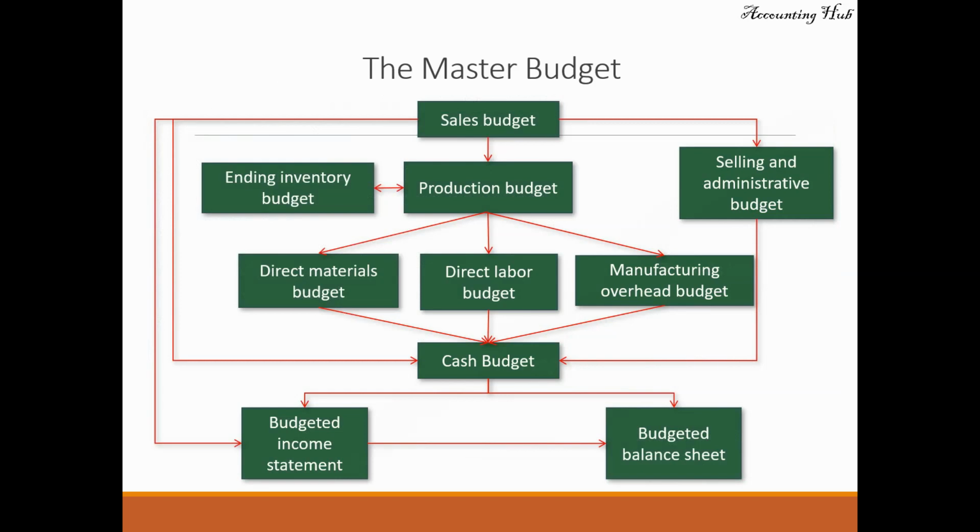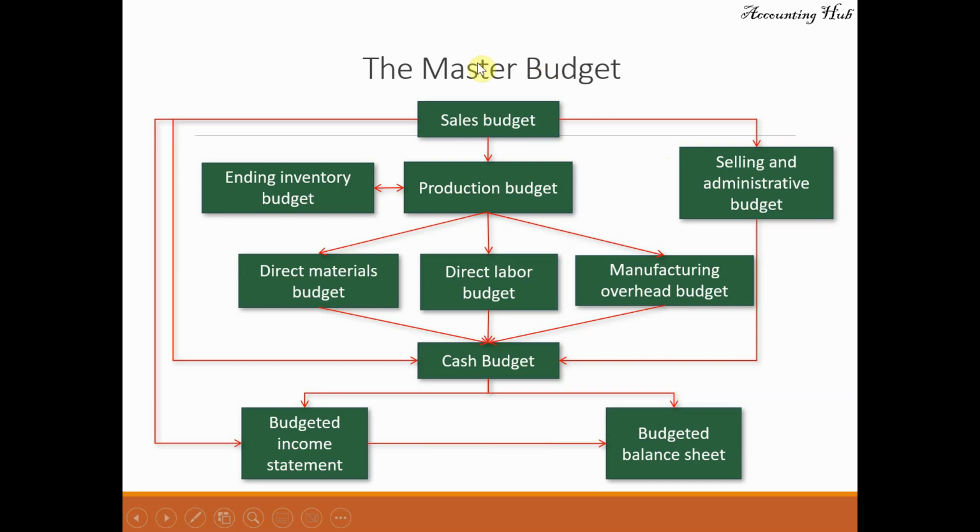And what is the master budget? So we start with the sales budget, then we move to the production budget, where we find our inventory budget to find our ending inventory. Production budget, remember, production costs: direct materials, direct labor, and manufacturing overhead. And also the selling and administrative budget.